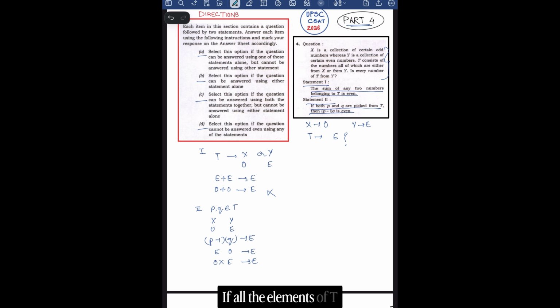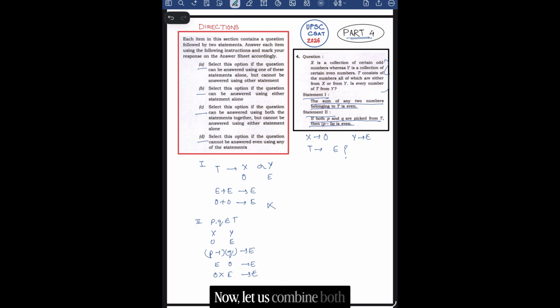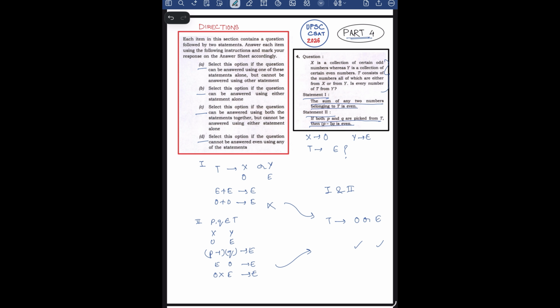So this condition is always satisfied. If all the elements of T are even, then also this condition is satisfied. And if all the elements of T are odd, then also this condition is satisfied. So statement 2 is not sufficient to answer the question. Now let us combine both the statements 1 and 2 together. From statement 1, T is either entirely odd or entirely even. Statement 2 is also satisfied in both the cases. So both possibilities still remain. Therefore, even after combining the statements, we cannot conclude that every element of T is even or every number of T is from y. Hence, the correct answer is option D. This question cannot be answered even after using both the statements.